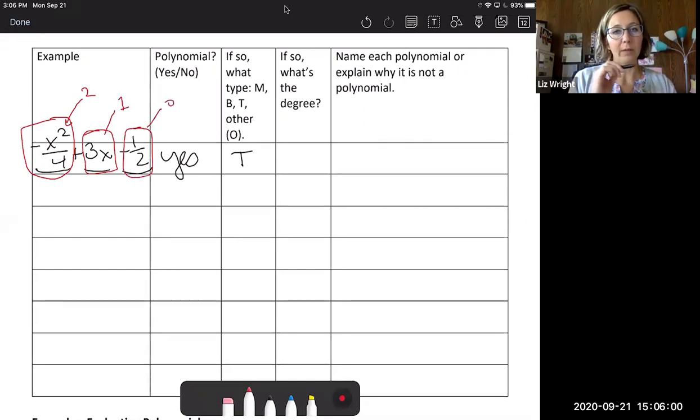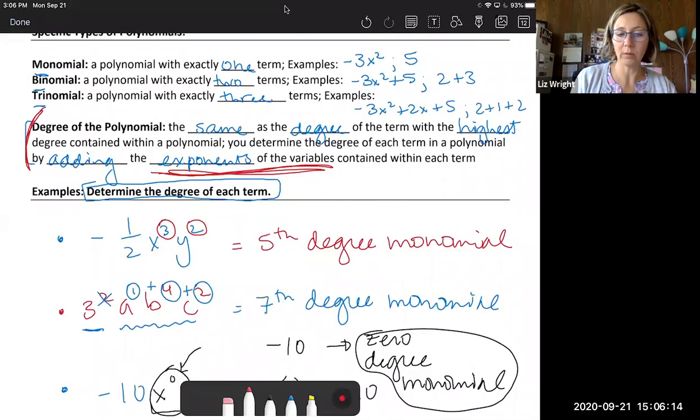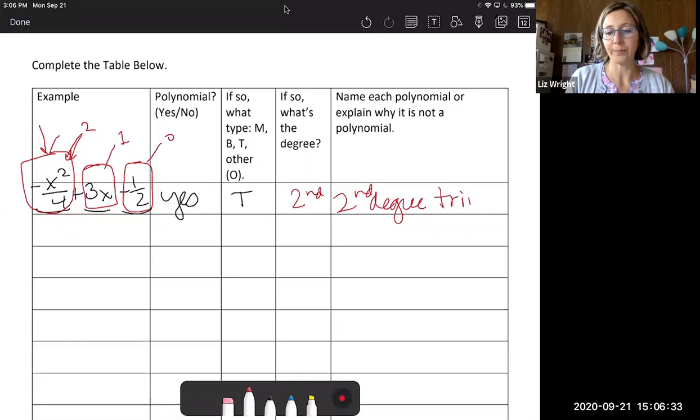And so we look at each of the terms individually, which one has the highest power, the highest degree, and it's this first term. So again, I'm just kind of repeating this definition right here, the degree of our polynomial is going to be the same degree as the term with the highest degree, and that's this one. So here we've got a second degree polynomial, and now we're going to name it. So now we're going to say it's a second degree trinomial for that one. All right, next one.